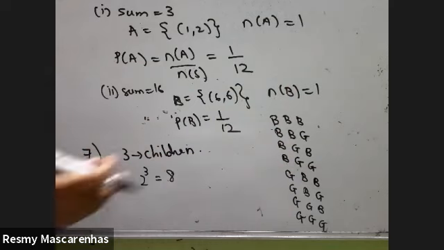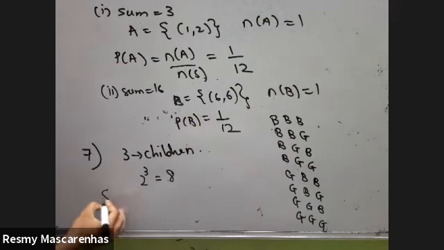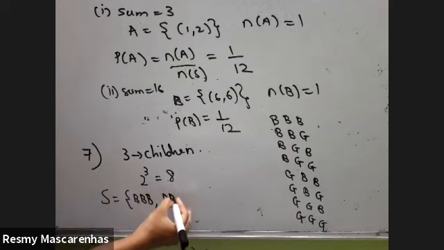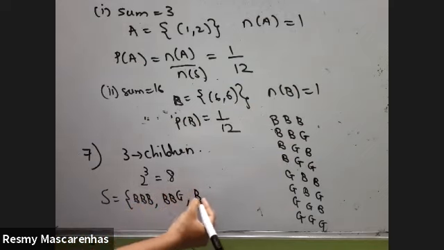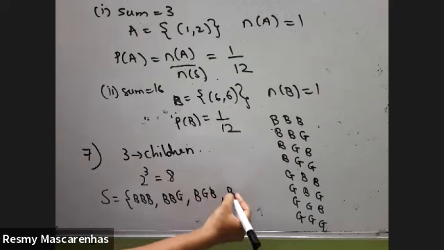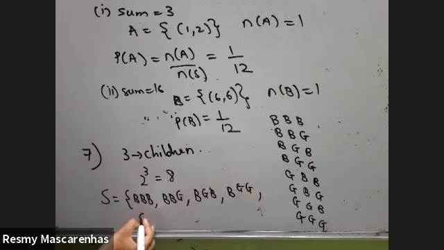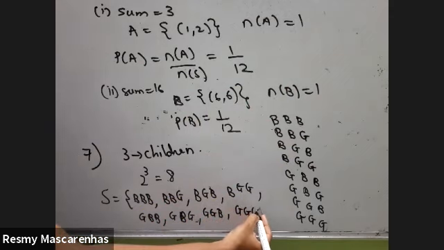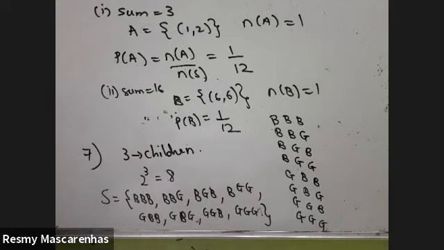So the sample space will be all this. Write everything horizontally. And the number of elements in S will be 8. N of S is 8.